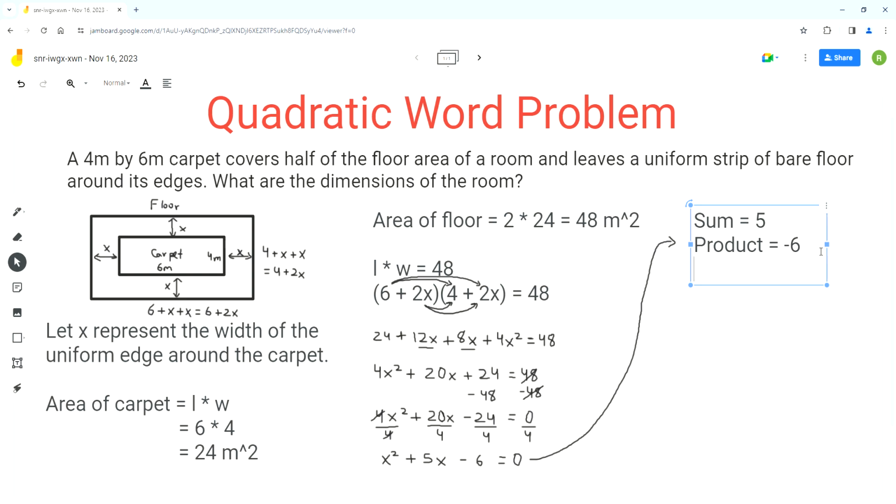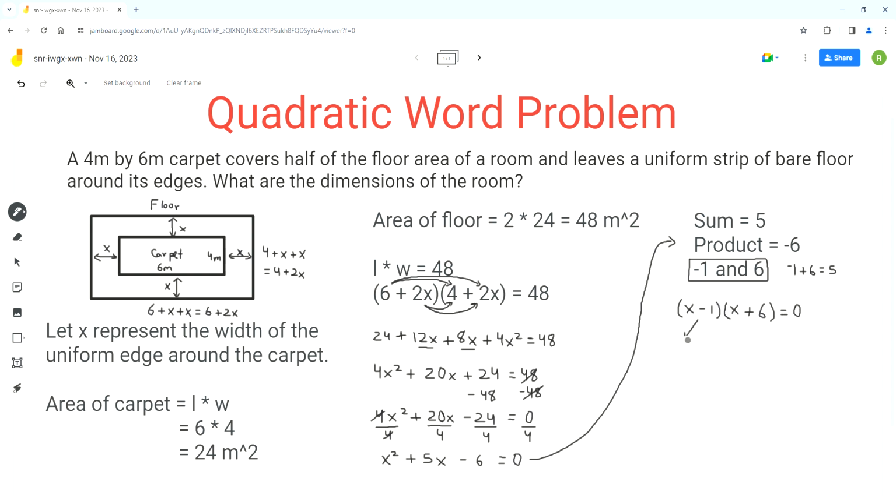So the first pair that comes to my mind is negative 1 and 6. Now negative 1 and 6 add to 5. So when I do negative 1 plus 6, I get 5. And negative 1 times 6 is equal to negative 6. So the two numbers I'm looking for are negative 1 and 6. So now I can use these numbers to write the equation in factored form. So my factored form is x minus 1 times x plus 6 is equal to 0.